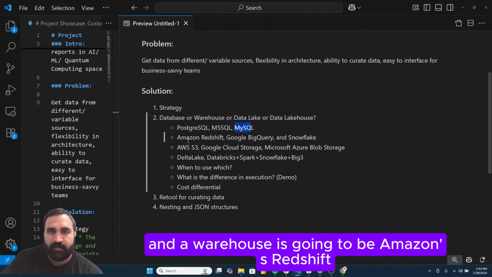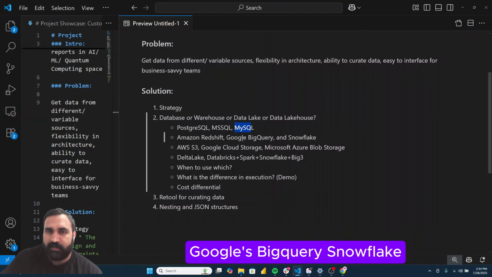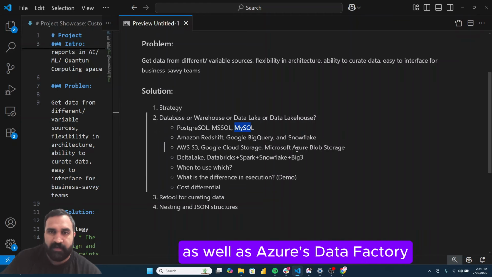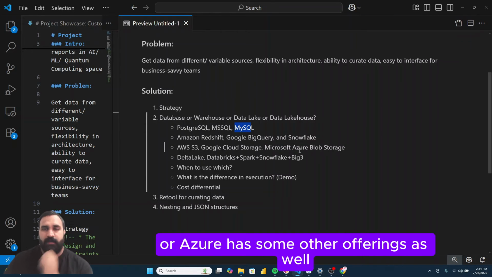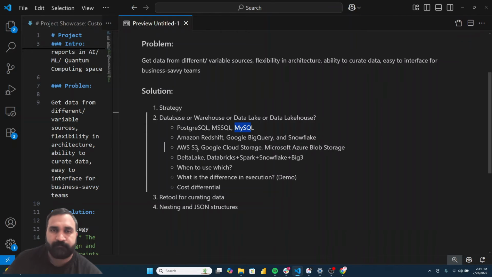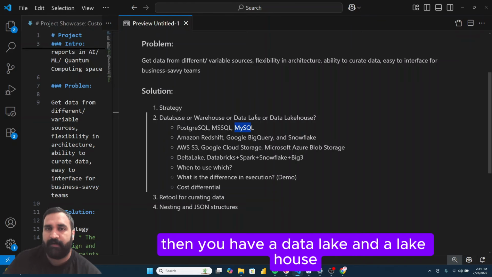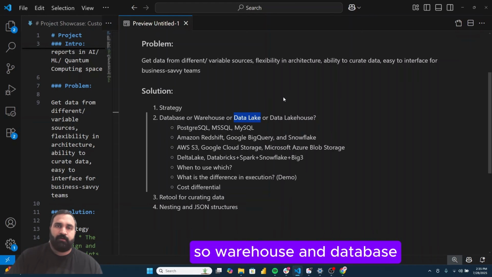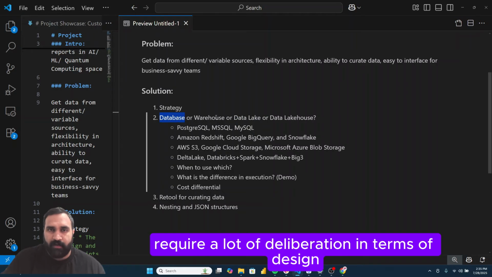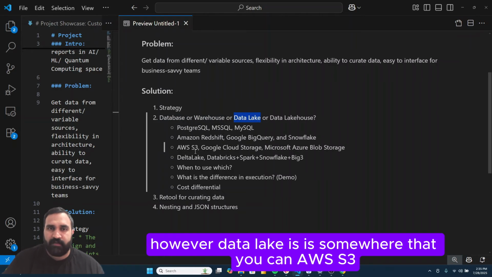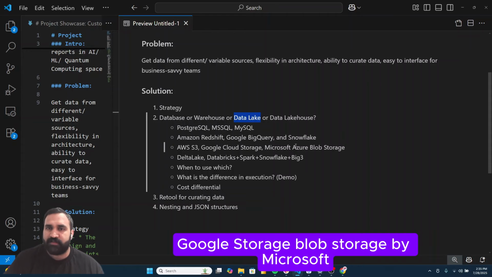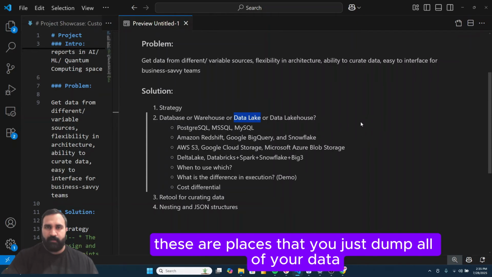And a warehouse is going to be Amazon's Redshift, Google's BigQuery, Snowflake, as well as Azure's Data Factory, or Azure has some other offerings as well. Then you have a data lake and a lakehouse. Warehouse and database require a lot of deliberation in terms of design. However, a data lake is somewhere like AWS S3, Google Storage, or Blob Storage by Microsoft. These are places where you just dump all of your data.